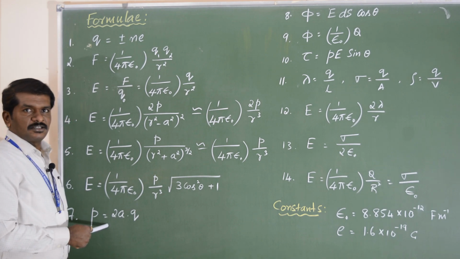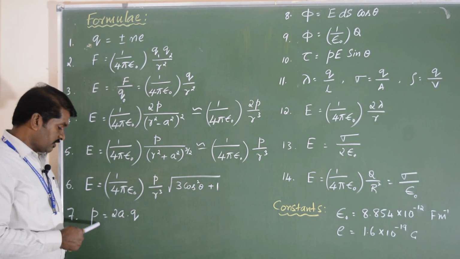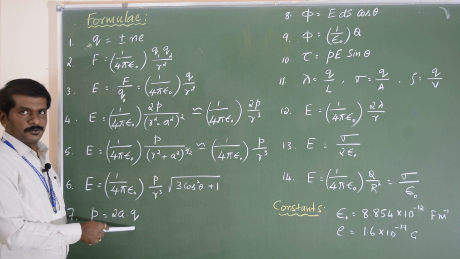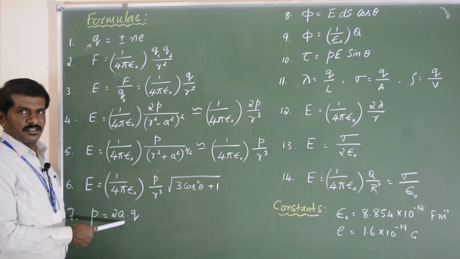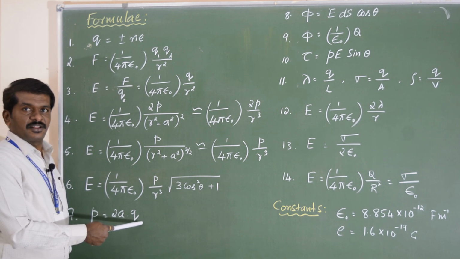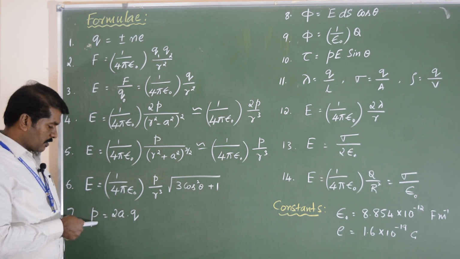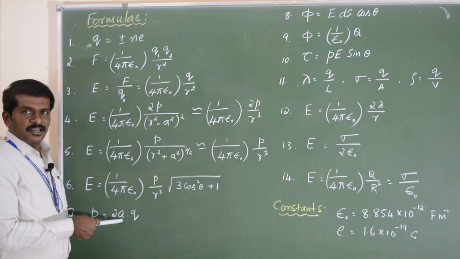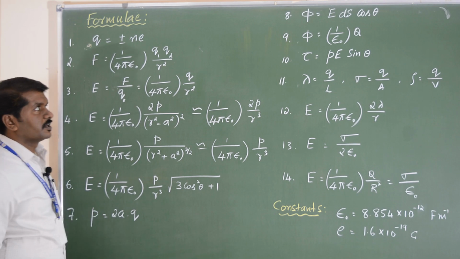And this indicates the electric dipole moment, given by P = 2a Q. So 2a indicates the dipole length and Q indicates the magnitude of either of the charges. So dipole moment is the product of the magnitude of either of the charges and the dipole length.